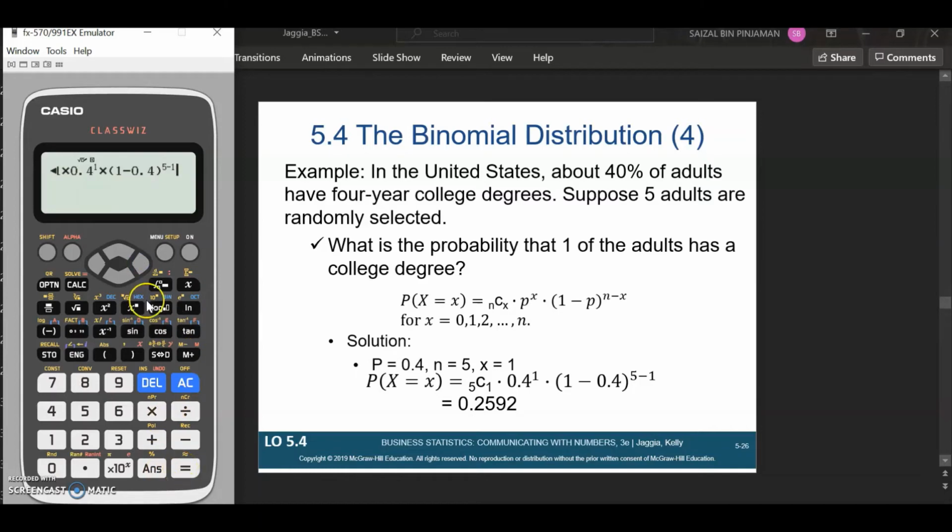So the next thing that you need to do is to press the answer to get the answer. Here we have 162 over 625, which is also equal to 0.2592. So that is how we get the probability for binomial distribution using Casio scientific calculator.